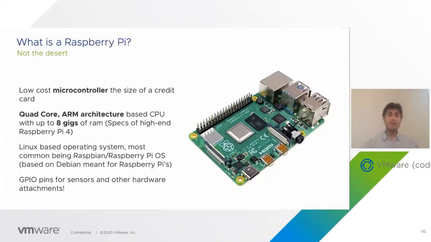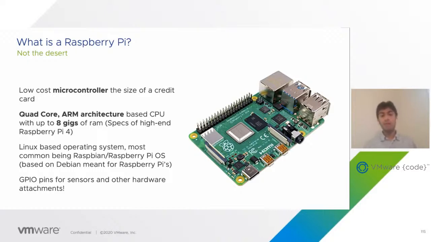And then finally, what are Raspberry Pis? Not the dessert. They're actually a low-cost microcontroller, usually around the size of a credit card. They're usually going to run you around maybe $30 to $80, so still pretty cheap for a computer. And at that $80 price point, you could get pretty much a quad core with 8 gigs of RAM.